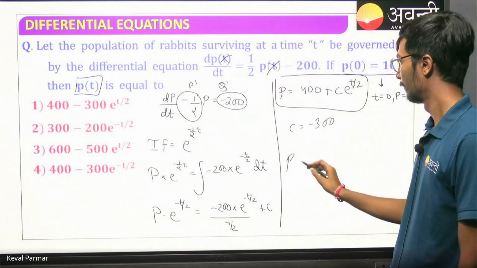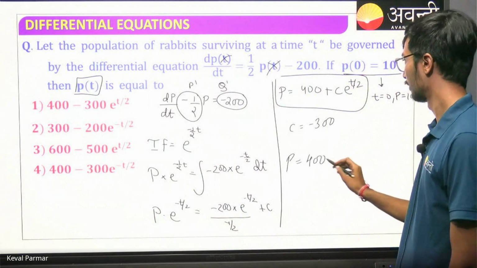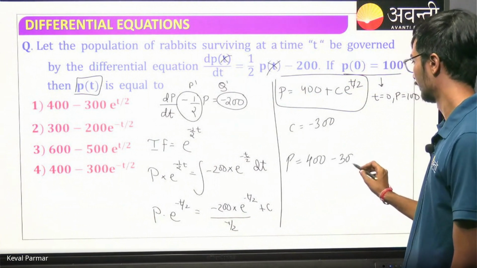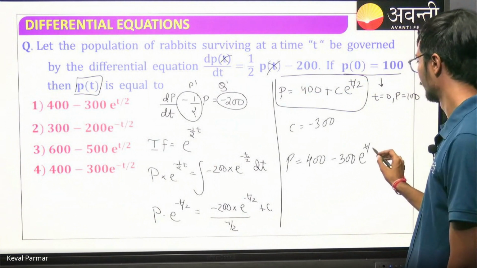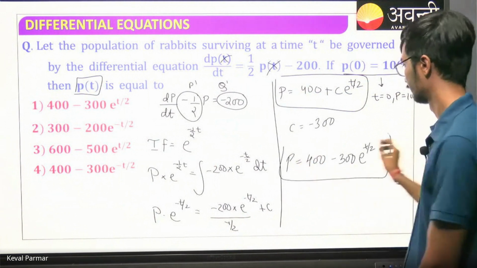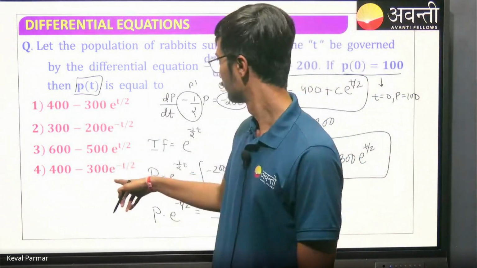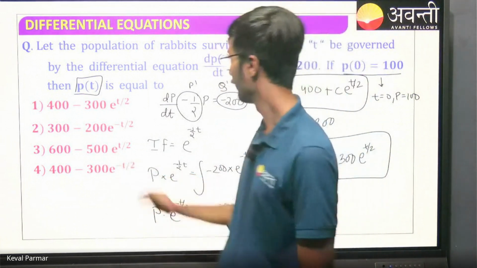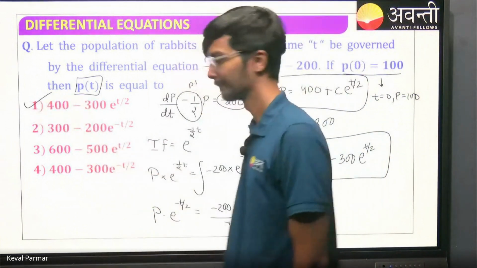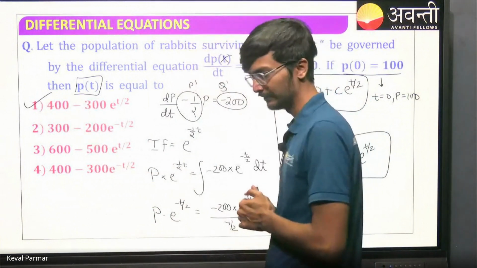It is p is equals to 400 minus 300 into e raised to t by 2. Option e raised to t by 2 first. Got it? So that's it for this chapter.